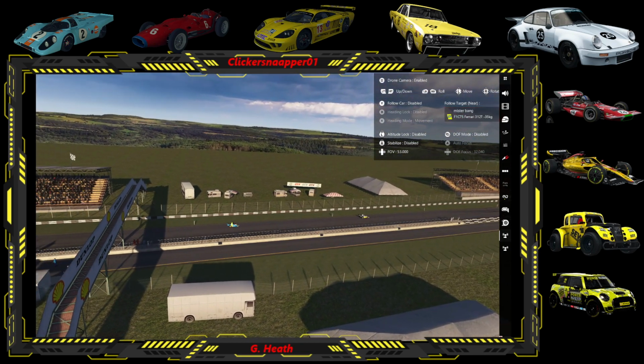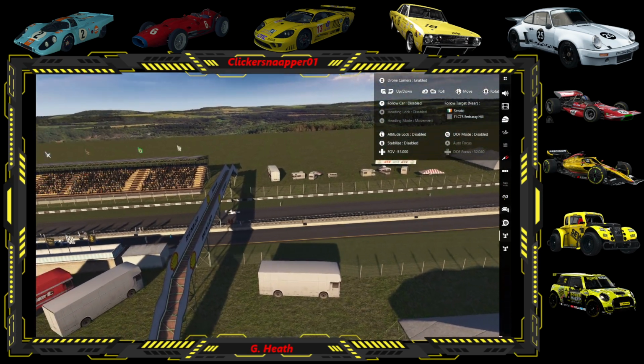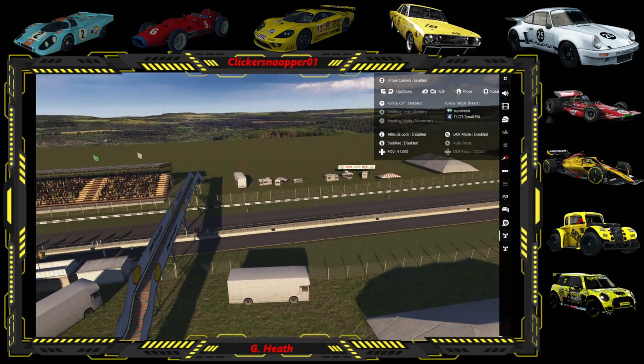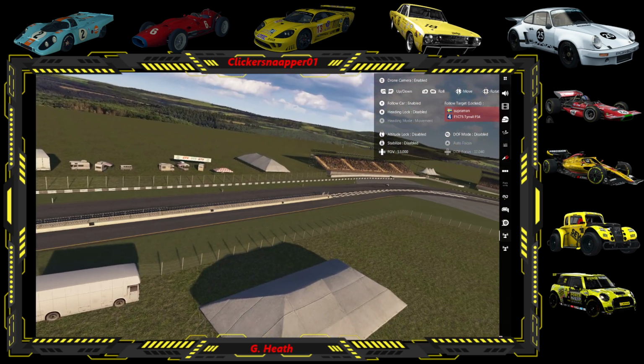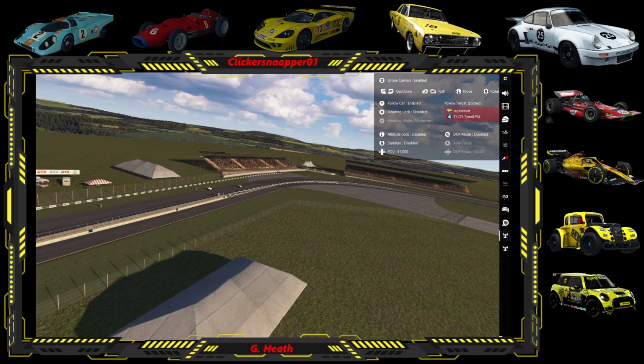Mr. Bang in Start Finish is 8th, could be making a move soon on Hippie. Mr. Bang is now in 7th position. I'm down into 9th.